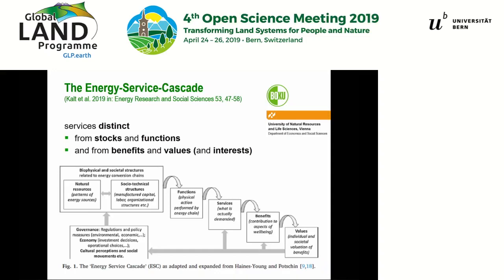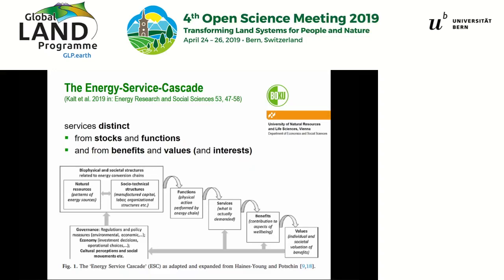As a first step, we've tried to clarify these services and their distinctions from functions, values and benefits. And here we make use of a figure that maybe most of you know, as it's from the ecosystem service debate. It's one of the predecessors of our discussion, the papers from Marianne Potschin and Roy Haines-Young, to make this ecosystem service cascade. And we use this to make conceptual distinctions between services and other elements.